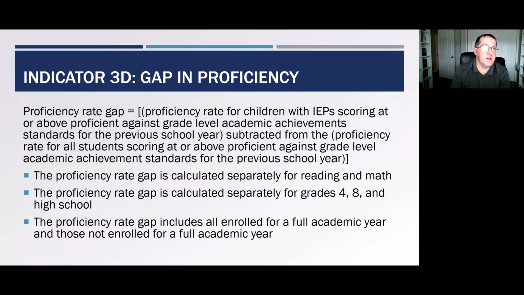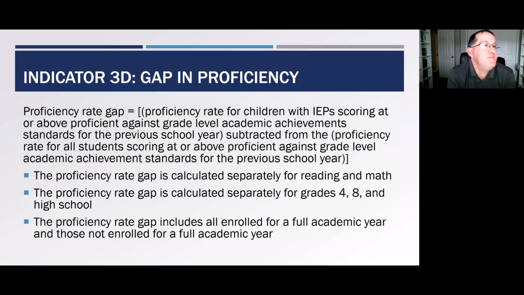And it is just the grade level academic achievement standard. So that group that takes the alternate assessment, they're not included in this calculation. It's just the grade level achievement standard. So it's basically indicator 3B, the proficiency rate for that group, subtracted from the proficiency rate for all students.